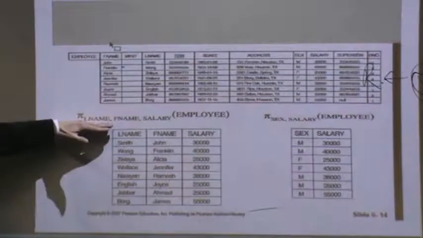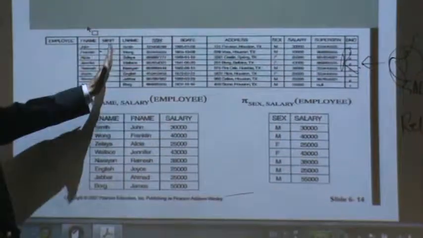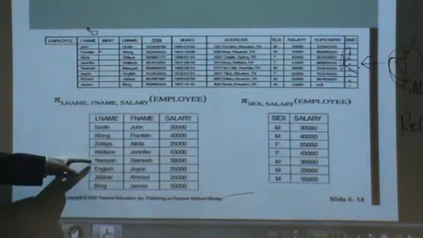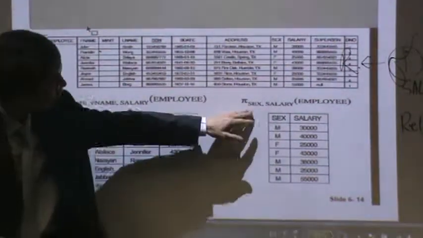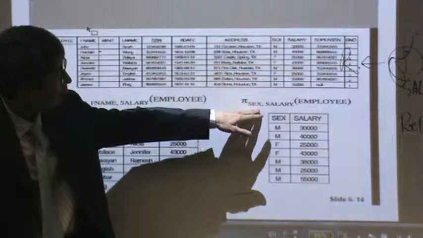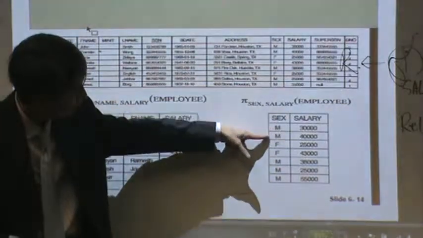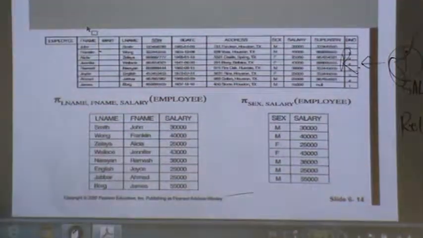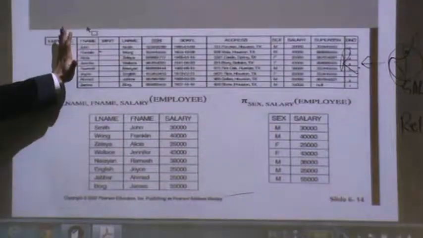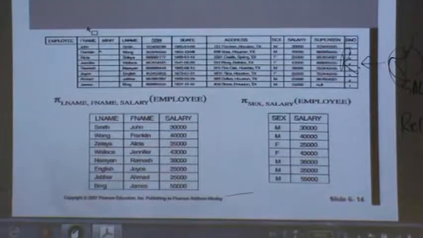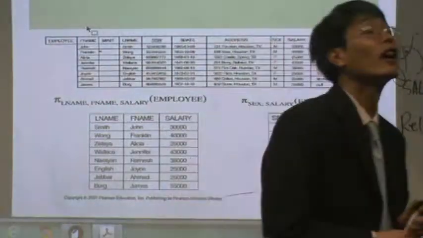From employee: last name, first name, salary. Okay, so we can get 2, 3, 4, 5, 6, 7, 8. But what about this one? From the same table, sex and salary, how many? 2, 3, 4, 5, 6, 7. Actually, it's supposed to be 8, but we get only 7. Why? Is it wrong? No, it's correct.